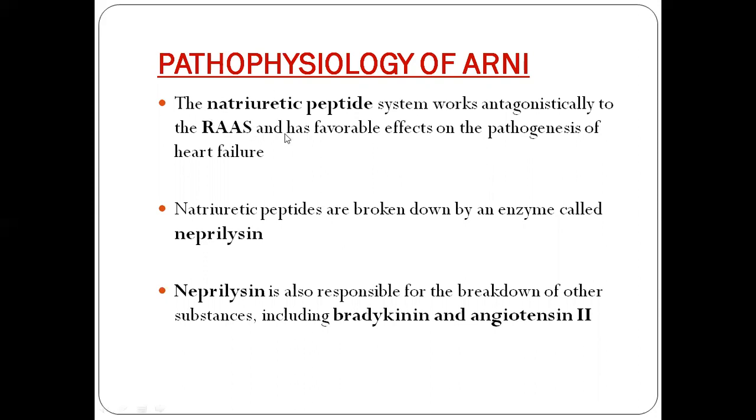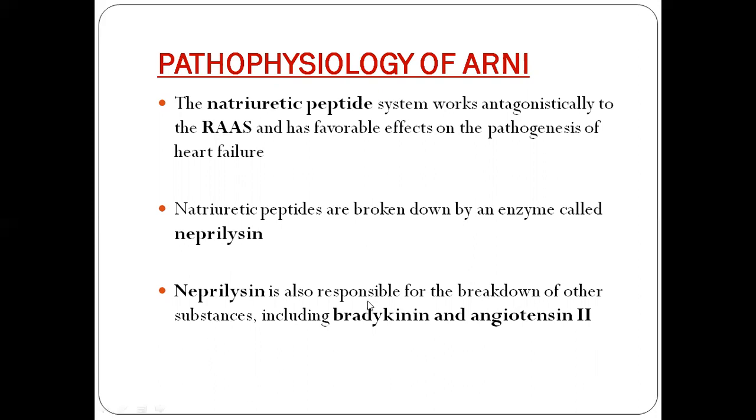Normally in our body, these natriuretic peptides, that is pro-BNP and BNP, are metabolized by what is called neprilysin. Neprilysin is also responsible for the breakdown of other substances, which are bradykinin and angiotensin 2. So if you inhibit this neprilysin enzyme, it leads to decreased metabolism of the natriuretic peptides, and thus natriuretic peptide levels will increase. That is why it can prevent heart failure exacerbation due to natriuresis and diuresis.